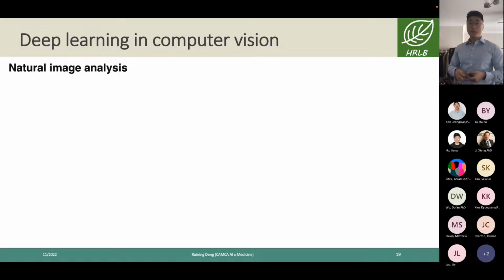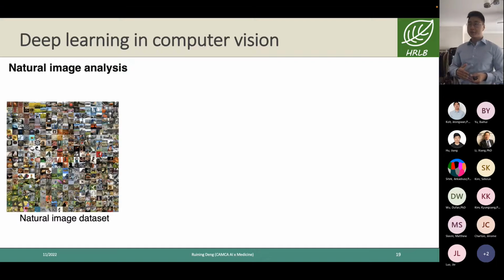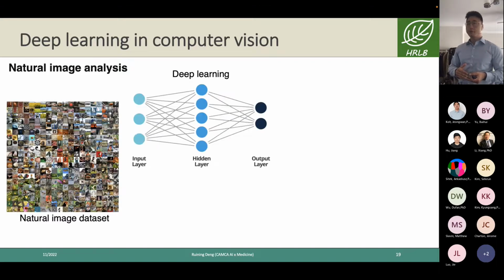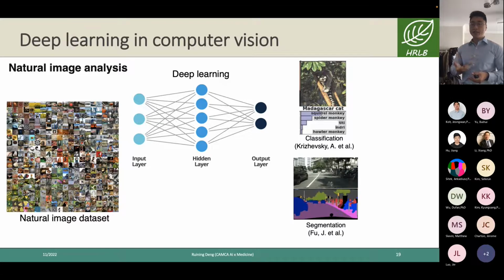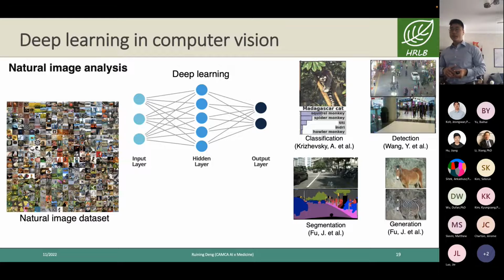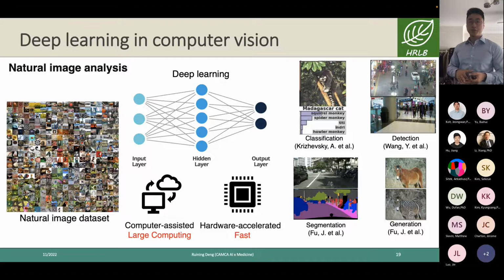Right now, the deep learning model is very popular in the computer vision community. With natural images, we use deep learning models to achieve tasks such as classification, segmentation, detection, and generalization. The advantage of deep learning models is that we can use computer assisted design to do large computing for images, and we can use GPU accelerators to achieve the downstream task results in an efficient way.